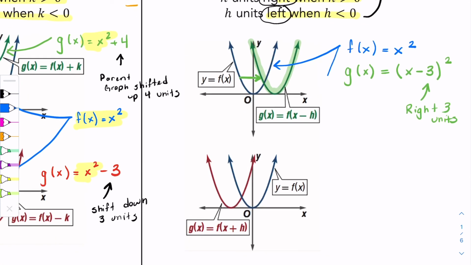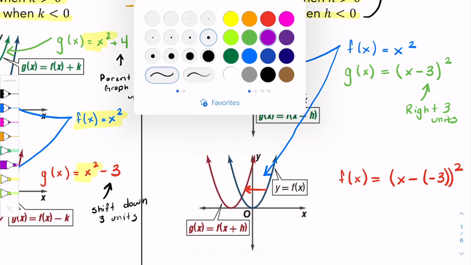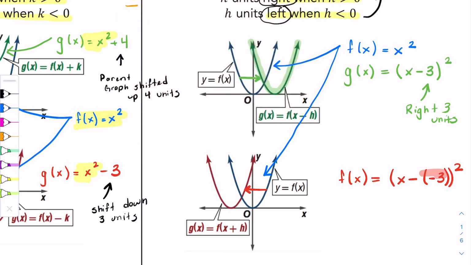In my other example, we shift to the left. So we have our blue graph, which is our parent function of x squared. And then the red graph is shifting to the left. If we were to write that, we would write it as f of x is equal to x minus, let's do negative 3, in parentheses squared. So your term is directly with the variable, always in parentheses.